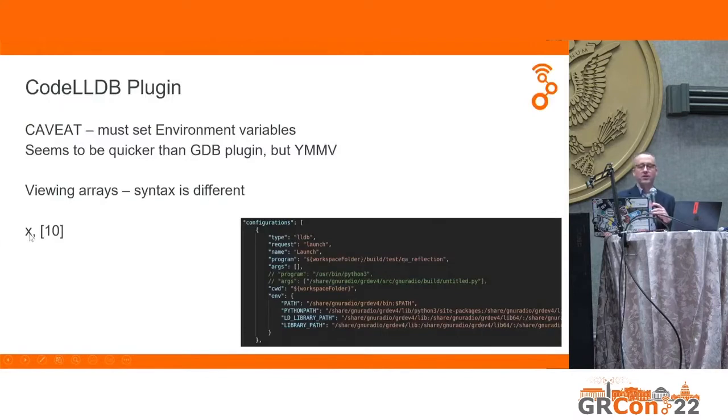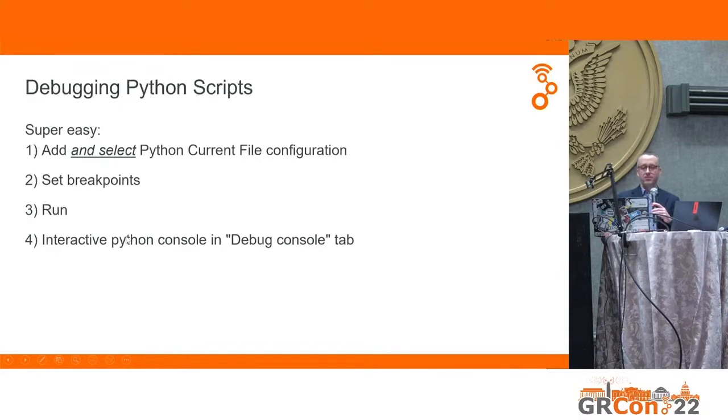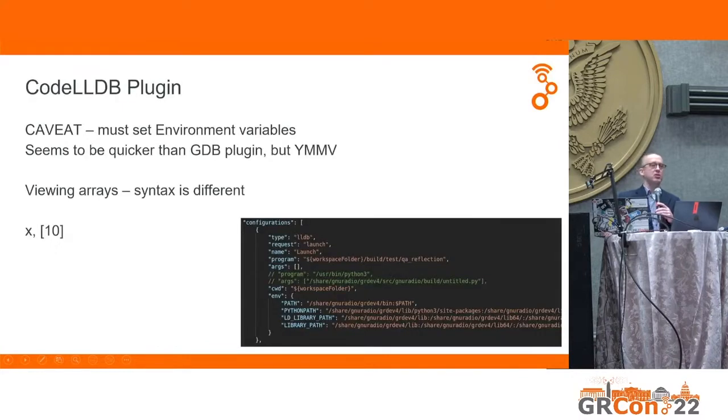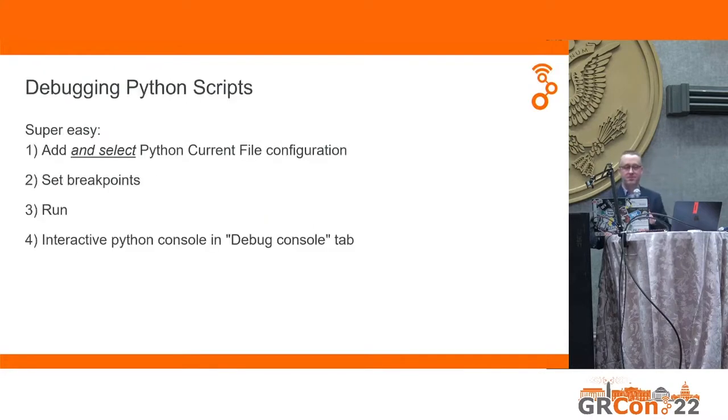So the Code LLDB plugin, I won't go into too much detail. The only difference is that you have to load up your environment variables in the JSON file, and there's also a different syntax for viewing arrays. But if you're having trouble with GDB, this one can be quite a bit quicker. It doesn't seem to crash if you step through too quickly.